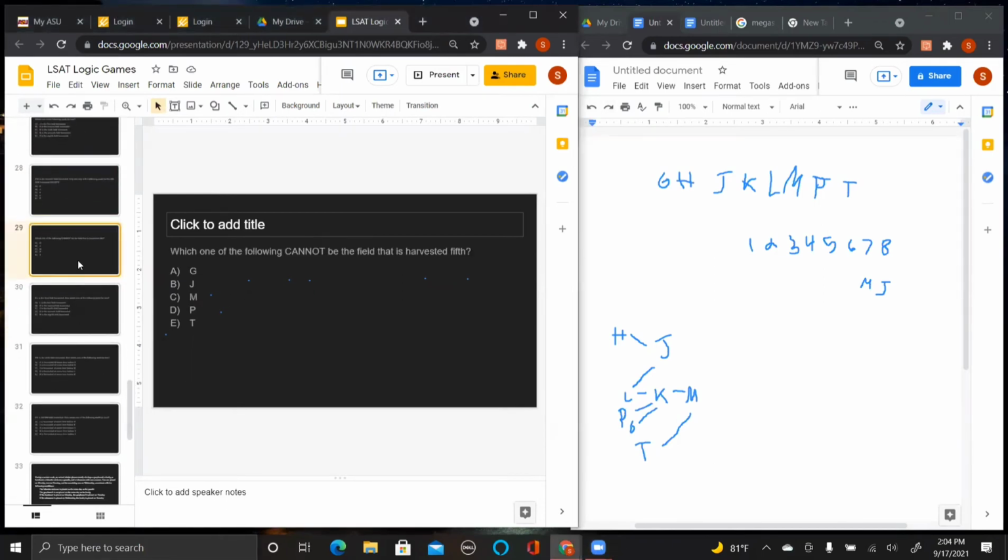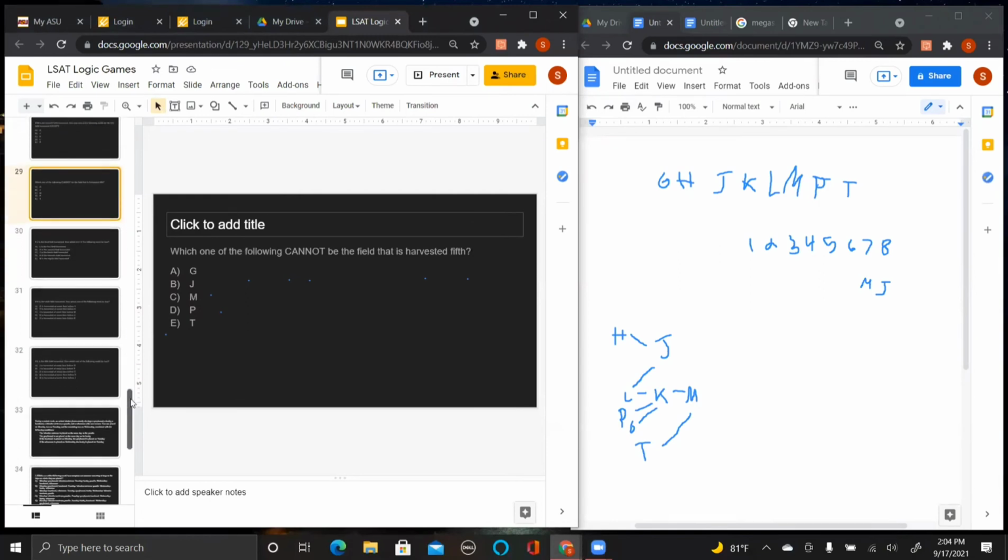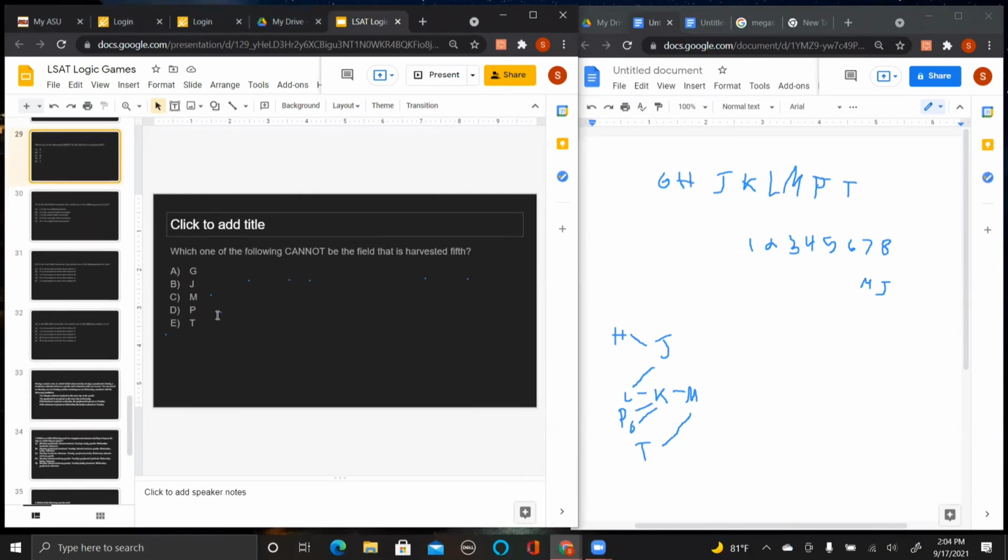All right, for the next one, which of the following cannot be the field that is harvested 5th? M, right? I don't even need to look, because we know M, the latest it can go is 6th, because H and J can go after it. But 1, 2, 3, 4, 5 different things need to go before it. So it cannot go 5th. It has to go 6th. So the answer is C, M. Again, very easy. Didn't even need to look. Once you're familiar with the game, you know where things kind of have to go. You can do things pretty fast.